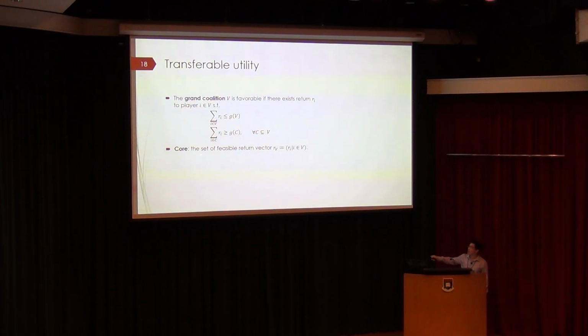So we define the core to be the set of all return vectors that satisfy these inequalities. Let me use a picture example to illustrate the idea. For this graph here, the first inequality corresponds to this hyperplane, so the sum of the returns has to be upper bounded by 1. For the second inequality, the important one to look at is R1 plus R2. It has to be at least 1. So basically, the core corresponds to this line here. Only one line.